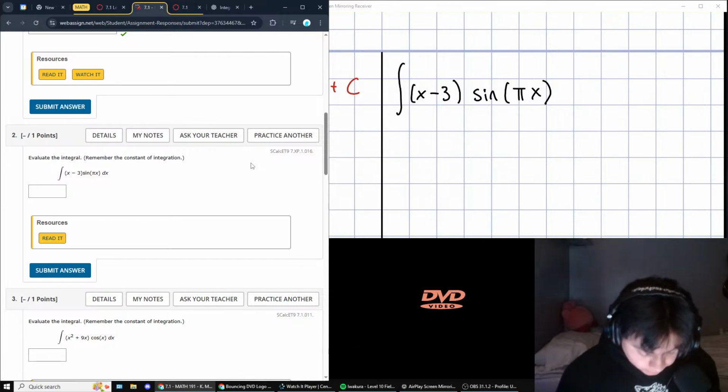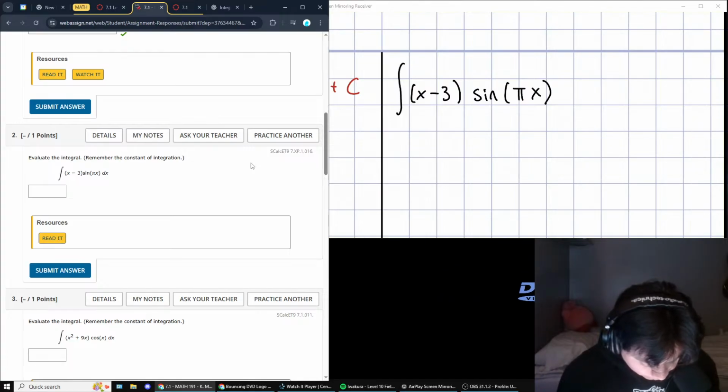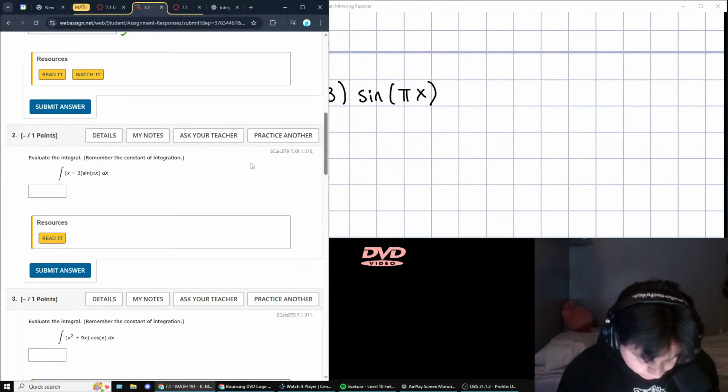So we have something assigned to be U, and then we integrate that, and then we integrate UDV.